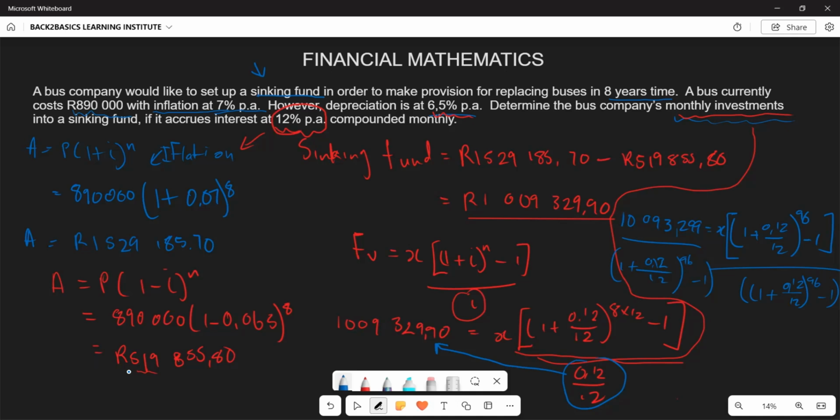And now, what is going to be your value of X? What you're going to get as your value of X, or rather the monthly installment that the company needs to make deposits of, is going to be 6,311.18. So basically now they need to save 6,311 for the duration of 8 years for them to be in a position to buy the new bus after your 8 years, right? So hopefully this makes sense.